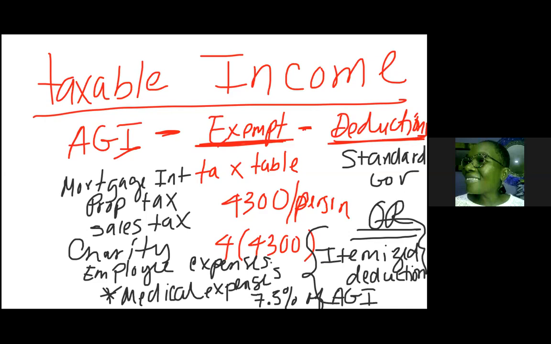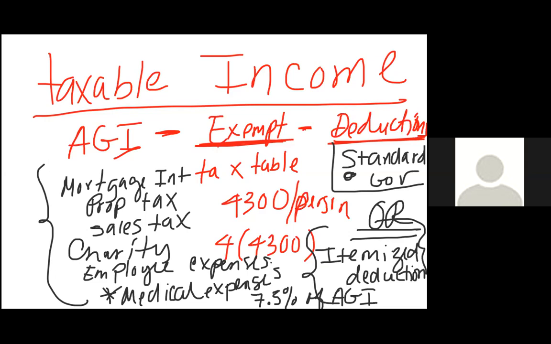So guys, here's the bottom line. If you do your itemized deduction, it comes out greater than the standard, you go with the itemized. If you do this list, it comes out to be less than the standard, you go with the standard right here, guys. So it's either the standard or the itemized. You cannot take both, all right?